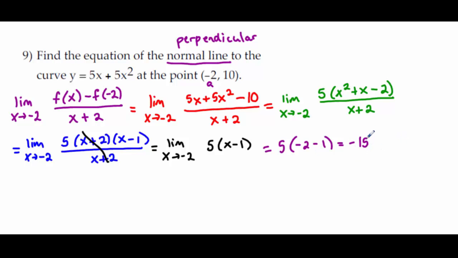Now that's the slope of our tangent line, but we want the slope of the normal line. So I'm going to take this, flip it, and change the sign. So the slope I want to use is positive 1/15. And the point I want to use is the point they gave me up here. So this is y minus 10 equals 1/15 x plus 2.